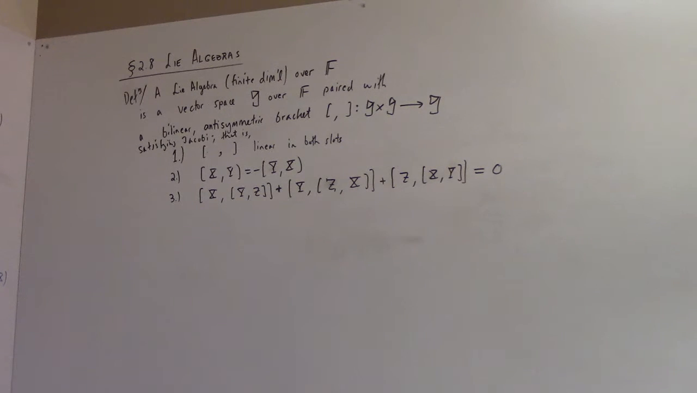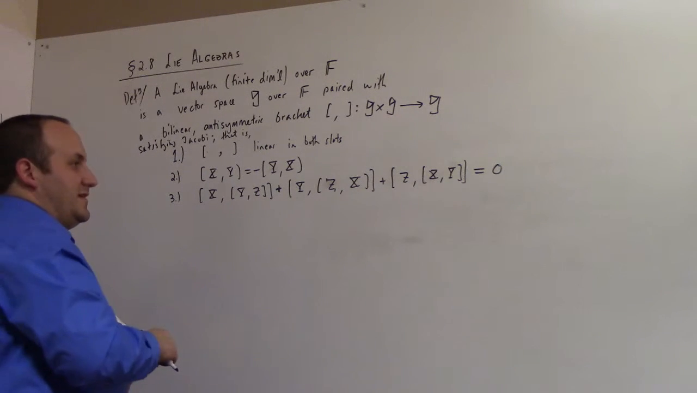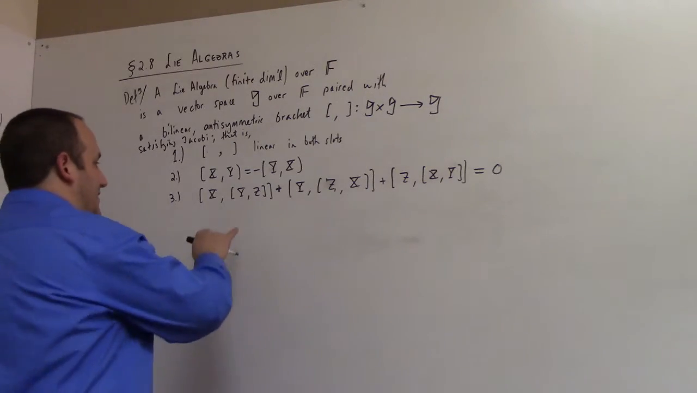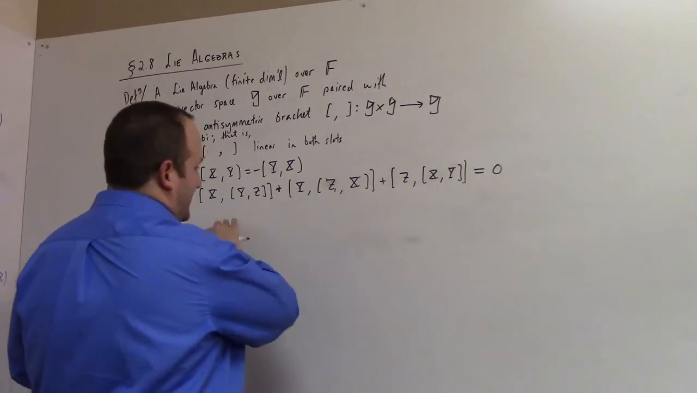So if I do one bracket and then another, which one comes first or which one comes second? I mean, it's not associative, right? Associativity would be if I could equate any two of these, right?